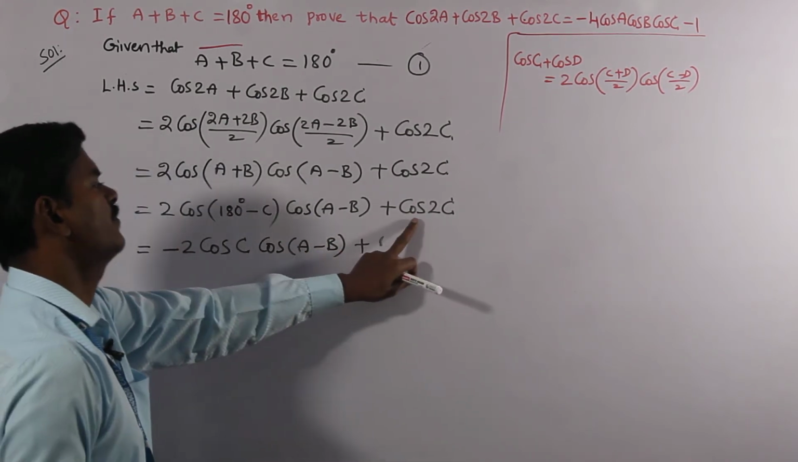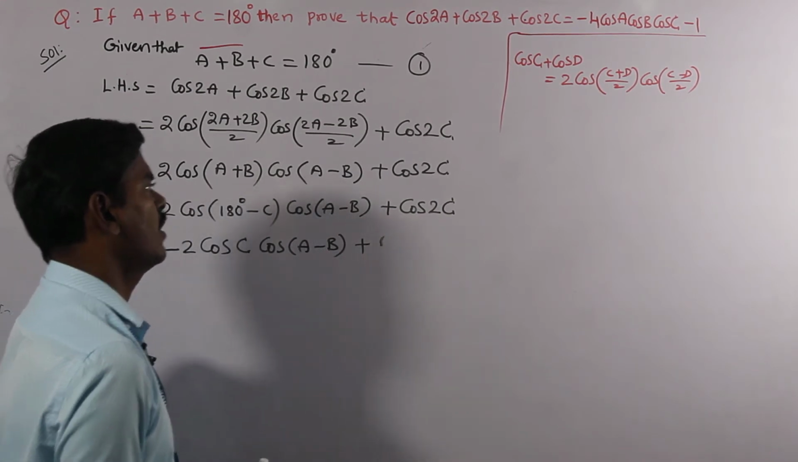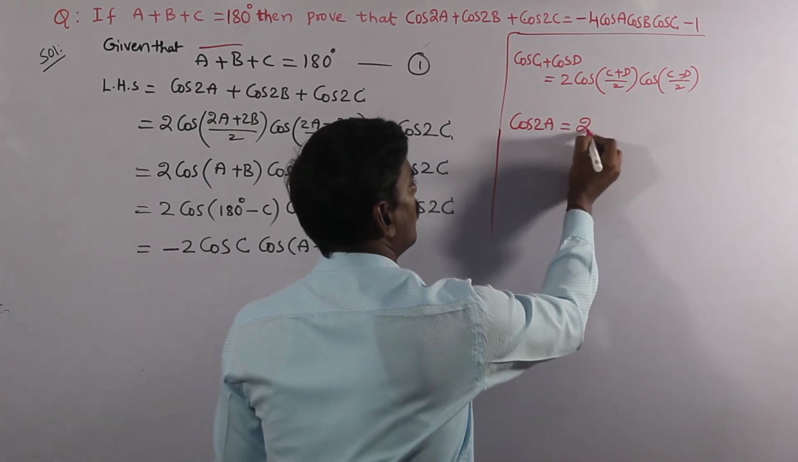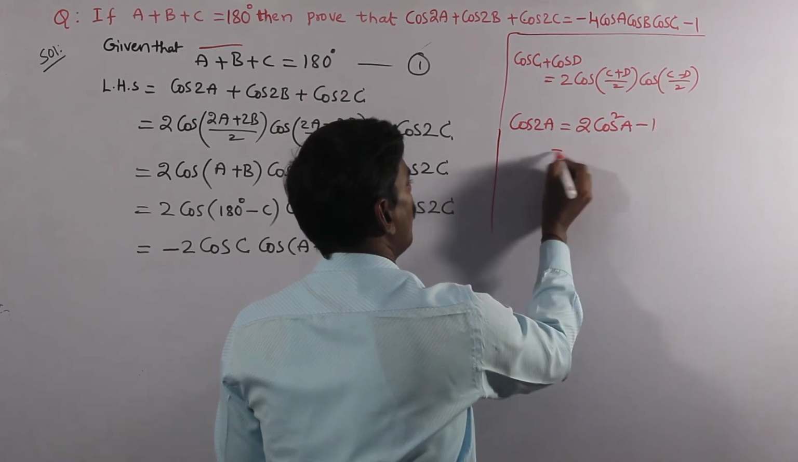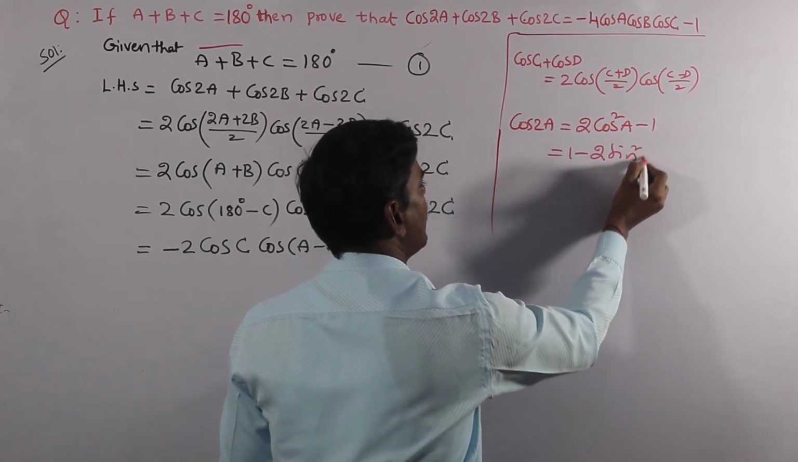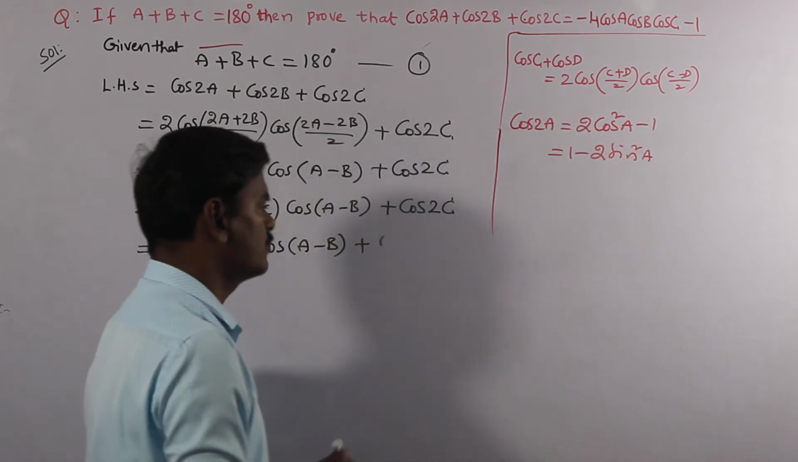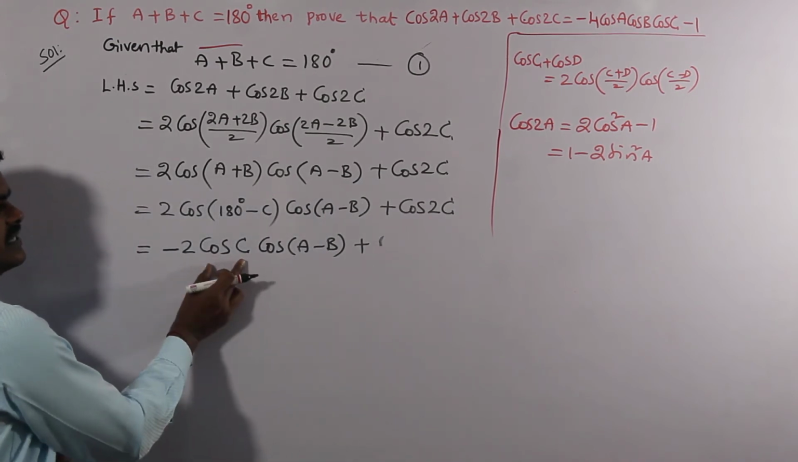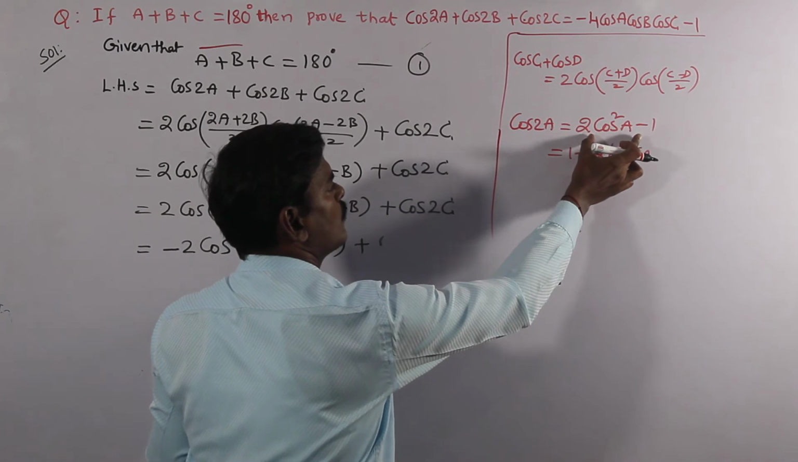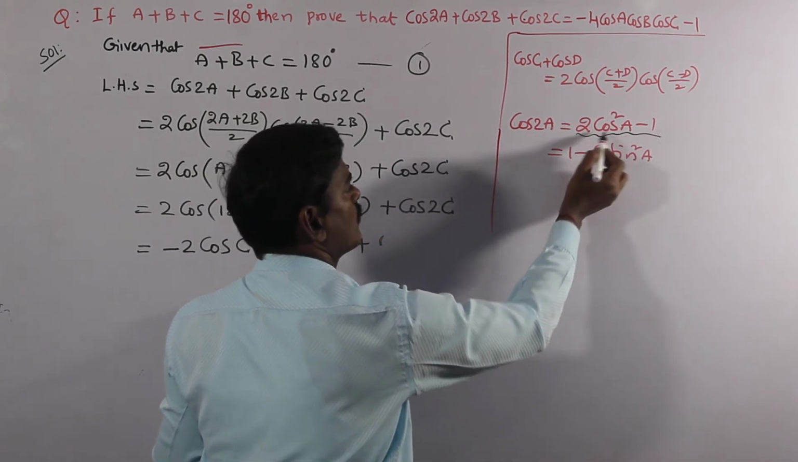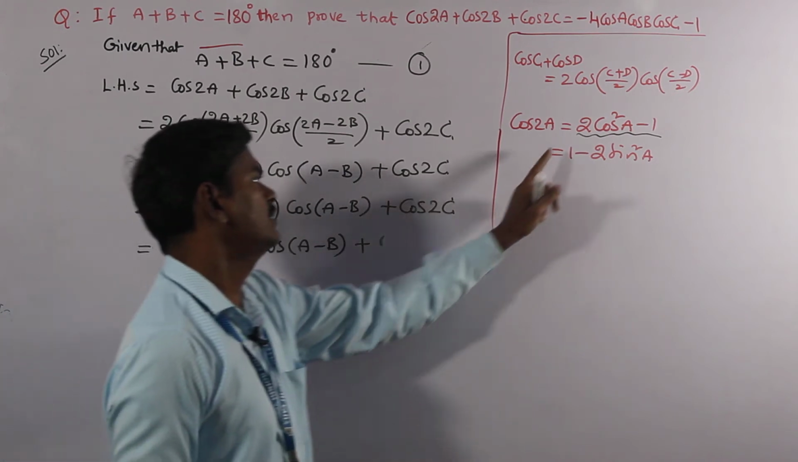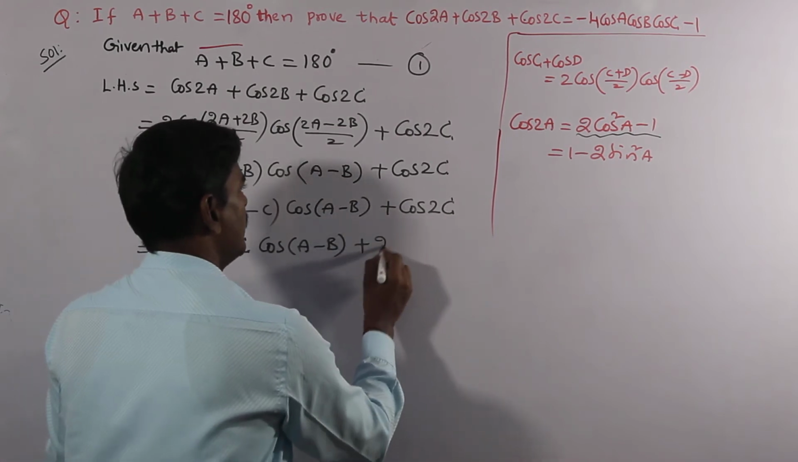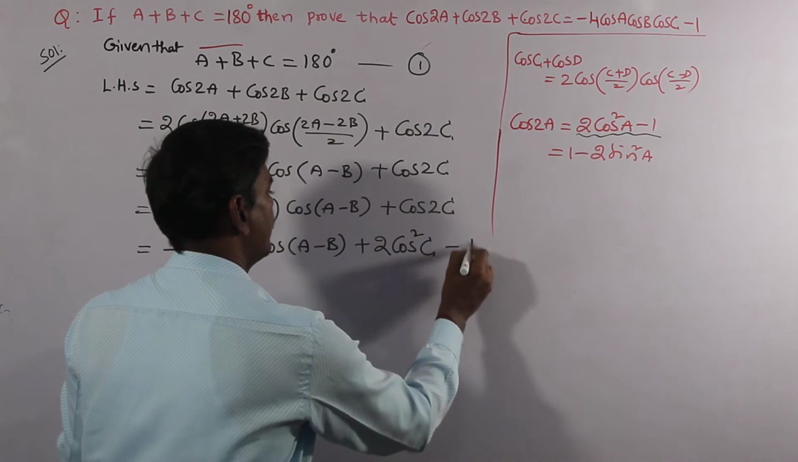Okay, now it is time to write the formula for cos 2c. Let us remind the formula of cos 2a. We have two formulas: cos 2a equals 2 cos square a minus 1, or 1 minus 2 sin square a. Depending on the situation, we have to select the formula. Since cos c is formed here, we have to select the formula in terms of cos. So I should write 2 cos square c minus 1, because in place of a I have c.